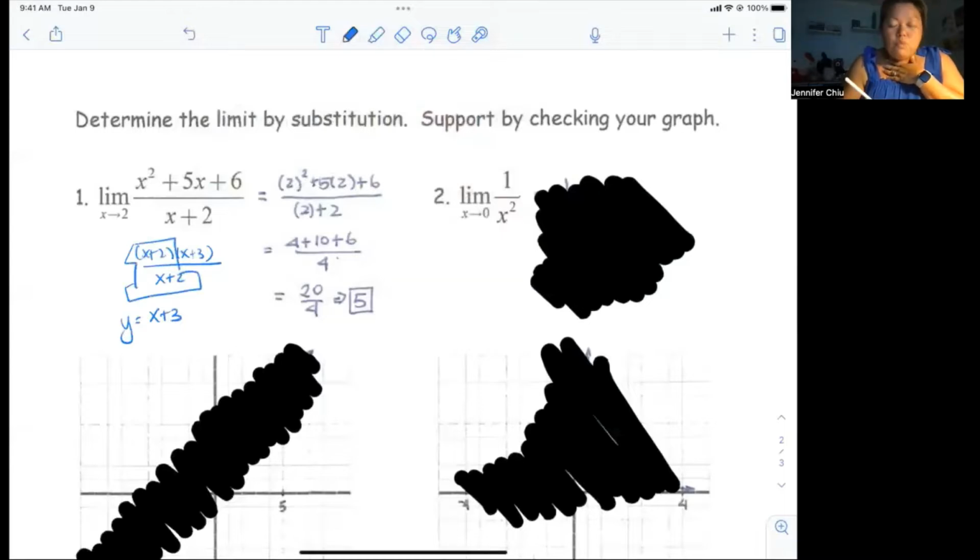But what about this factor that you reduced out? It's not gone. It creates a removable discontinuity. It creates a hole in your graph. So where is that hole? Where does it reside? The first thing you want to do is take this x plus 2 and set it to 0. So you get x equals -2. Then plug that back into your function to get 1. So y equals 1. So your hole is at (-2, 1).